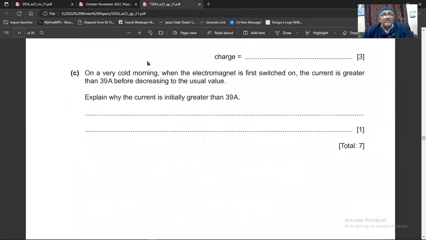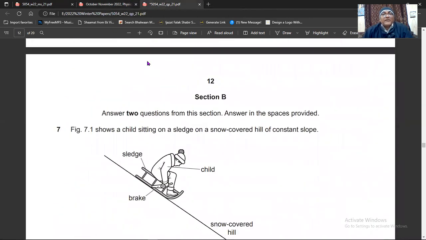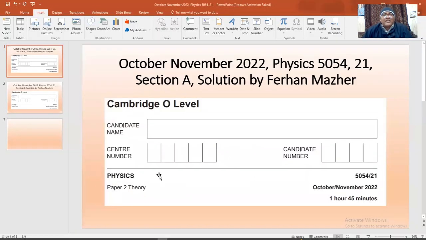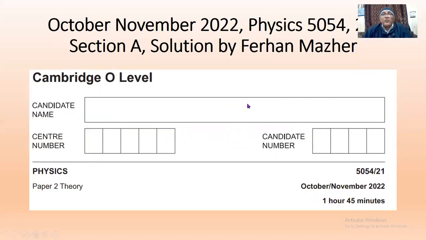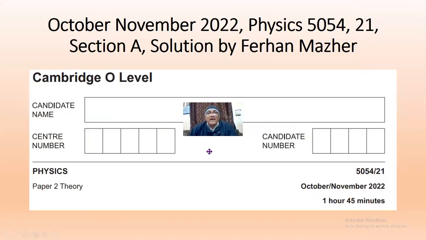So we have reached the end. Now, my dear students, in this video we have solved the paper October-November 2022, Physics 505421, Section A of this paper. There were 6 questions in Section A, and we have given you the solution of all these questions.